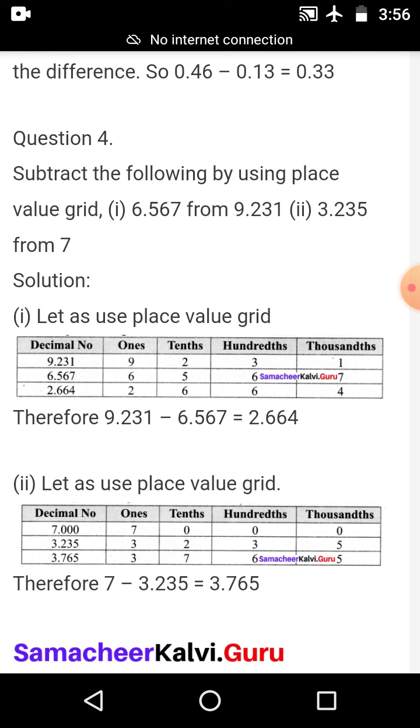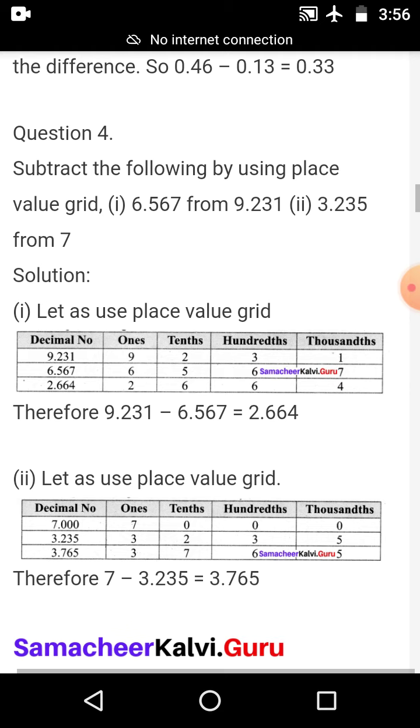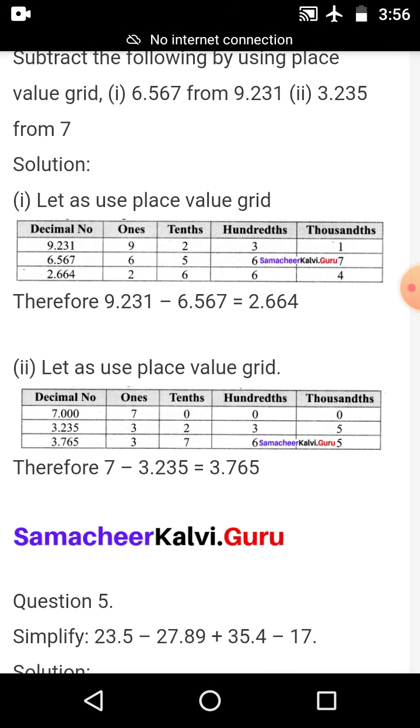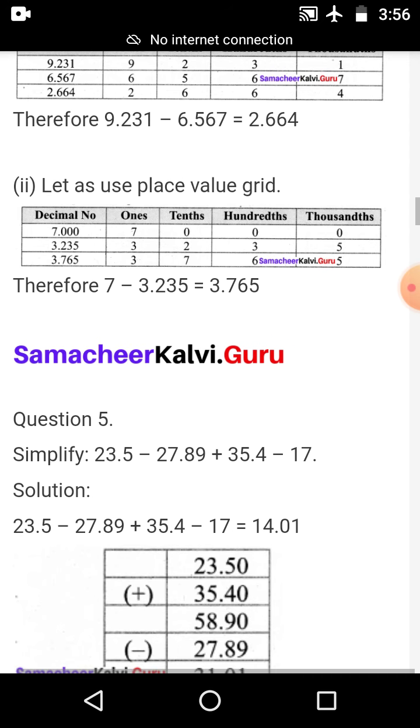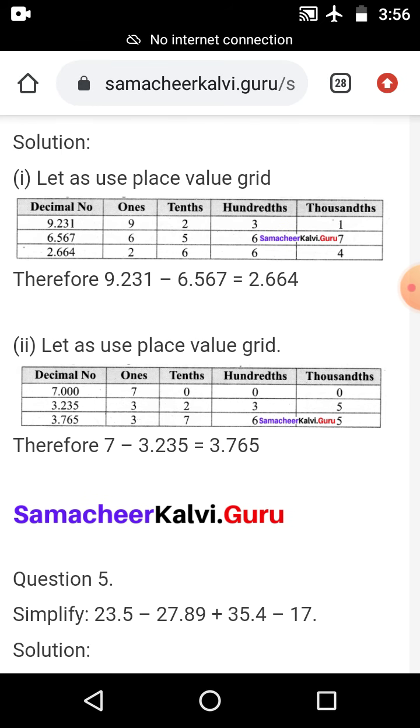Let us use the place value grid for the second sum: 7 minus 3.235. The answer is 3.765. Students, you have to draw this in your classwork note. Draw the tabular column and write it down neatly in your note.